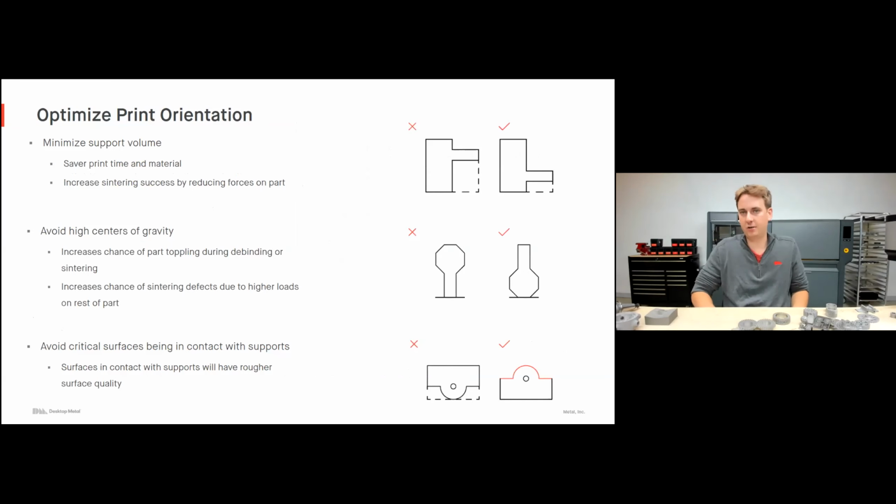Optimize your print orientation. So, obviously when you're going to print your part, you have quite a few different options. So you want to be minimizing your support volume. For example, that part on the right. Don't print where you need supports going very high when you can flip it and have far less support. That's going to save print time as well as material, and it's going to increase your chance of sintering success because you're greatly reducing forces on the part.